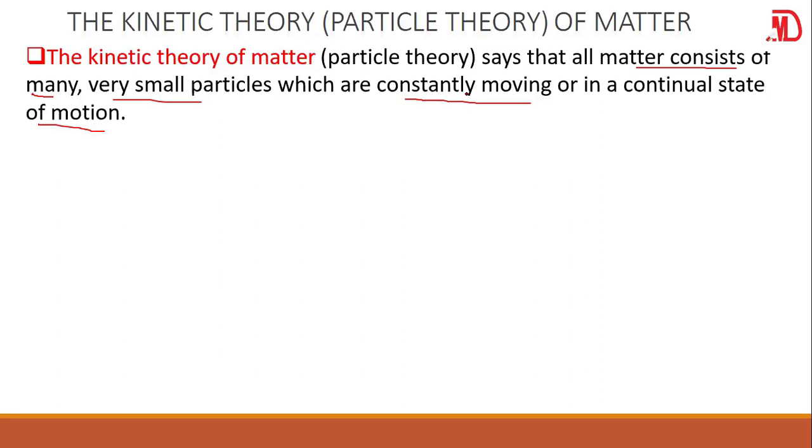They move faster. But know that this matter, which contains all these particles, their particles are in constant motion, or they are always moving. So this is the particle theory, also known as the kinetic theory of matter. Kinetic means movement. Again, it says that all matter consists of many very small particles which are constantly moving, in a continual state of motion. Basically, that is what the kinetic theory of matter represents.